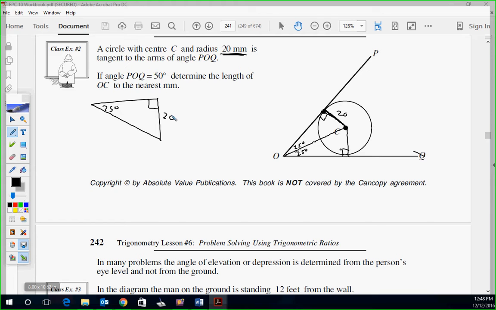Which trig ratio are we going to use here? So, well, what are we finding again? We want to find OC. So we want the hypotenuse. So I'm using cosine or sine automatically. Do I have opposite or do I have adjacent to the 25? So I'm using sine, correct? Sine of 25 is 20 over OC, which is what we're trying to find. OC is just the line segment there. This is OC right here.